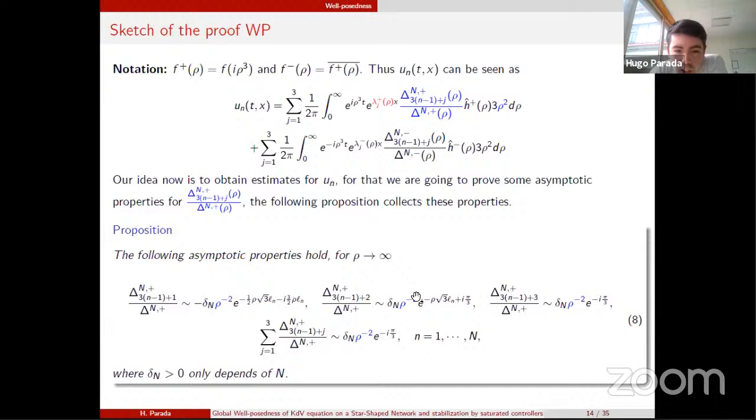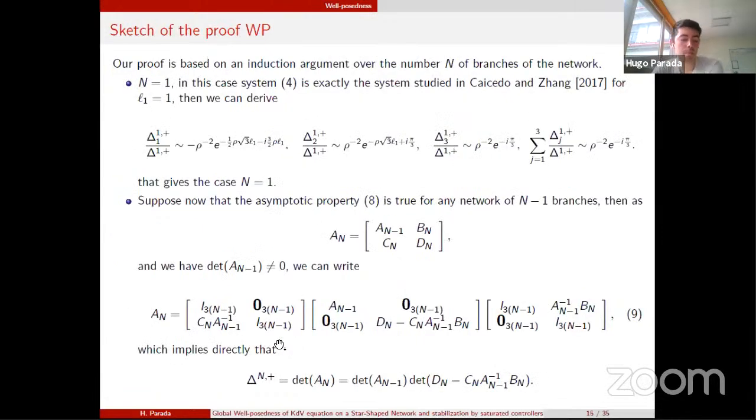And also we have some exponential that will be canceled, the effect of this exponential. And we need also, for the technical part, an asymptotic property for the sum. This is the main part of the well-posedness result.